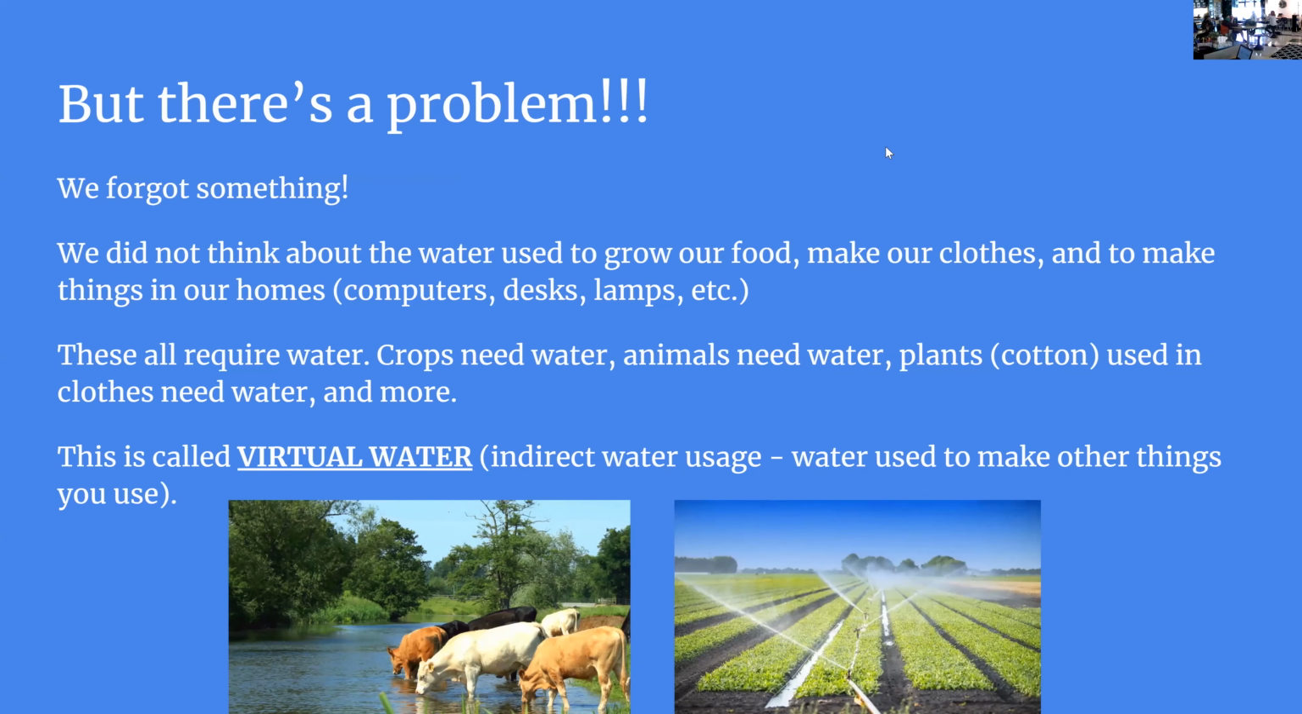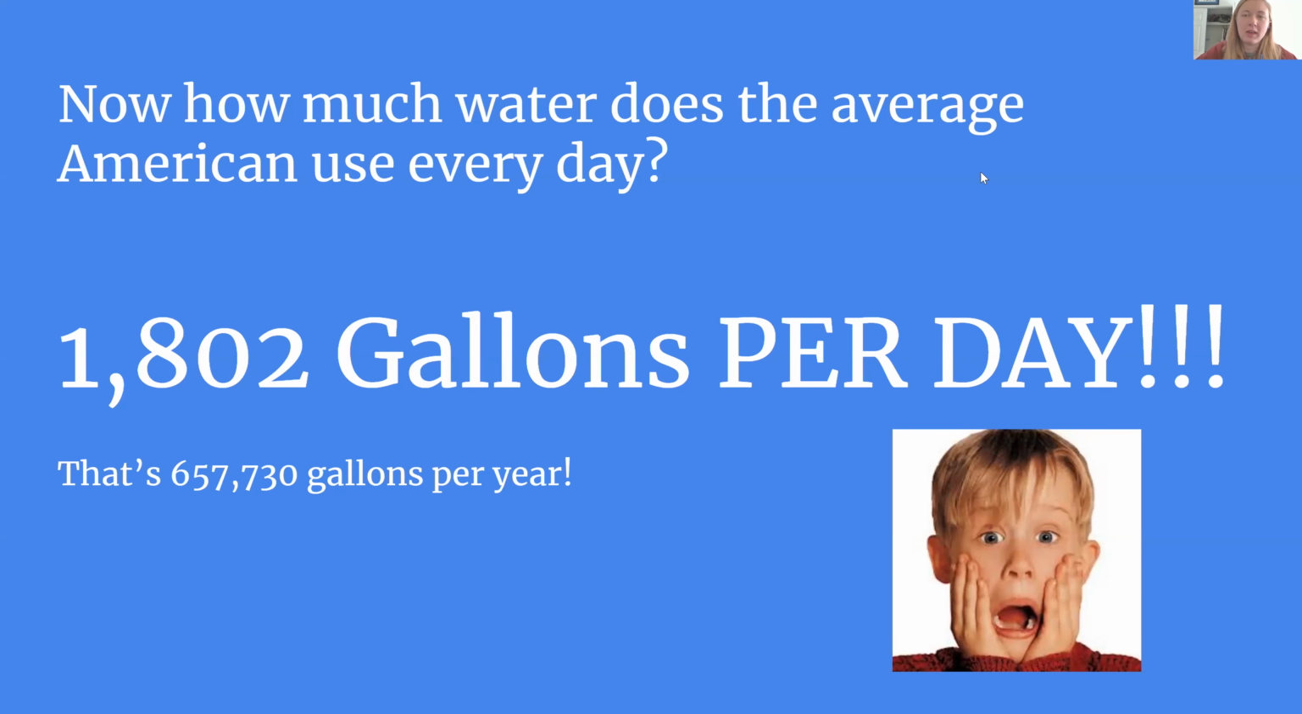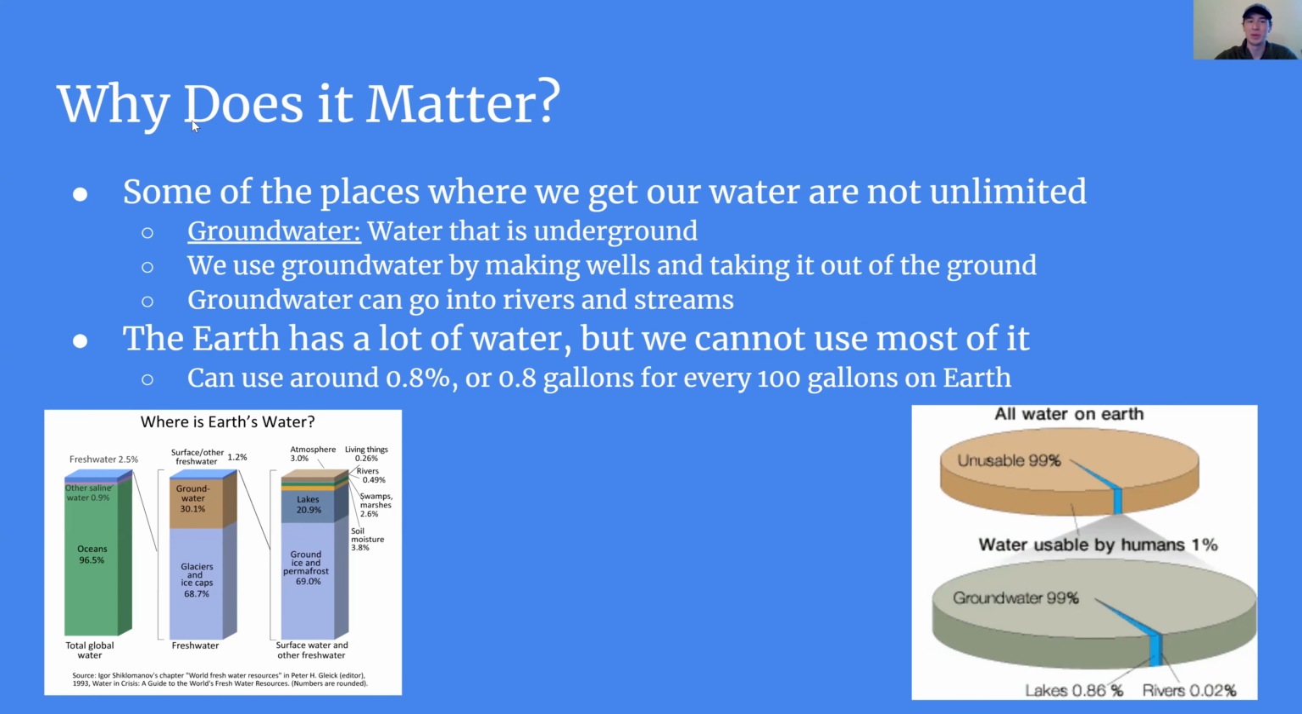But there's something that we did forget. Those are just the things of washing the dishes and water that you see. But we forgot to mention virtual water. So virtual water is things that are used to make the things that you use, like the water that goes into making your jeans, your computers, your desks, all those types of things. So they all require water. So then once you take into account all of those other things, we use 1,802 gallons per day.